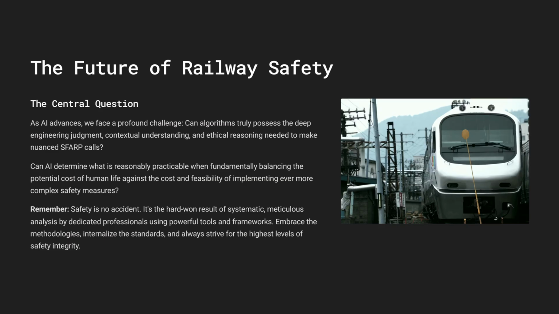That's the million-dollar question, isn't it? Can an algorithm truly determine what is reasonably practicable when you're fundamentally balancing the potential cost of human life against the cost and feasibility of implementing ever more complex safety measures? That's probably the central safety philosophy challenge we face as automation advances. Indeed. Safety, as we've heard, is definitely no accident. It's the hard-won result of systematic, meticulous analysis by dedicated professionals using these powerful tools and frameworks. So embrace the methodologies, really internalize those standards, and always strive for the highest levels of safety integrity in whatever you design or operate.